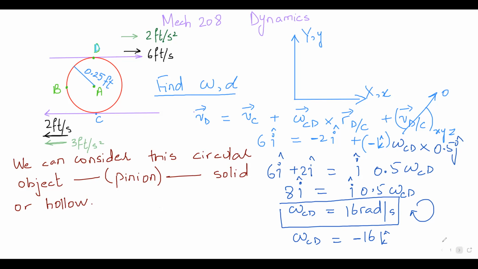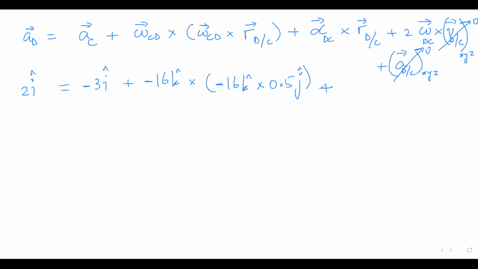Okay, then my intuitive feel, I'm not sure how many are agreeing with it. Alpha_DC k cross the position of D with respect to C, which is 0.5 j, plus 0 plus 0. And hang on, what is this?